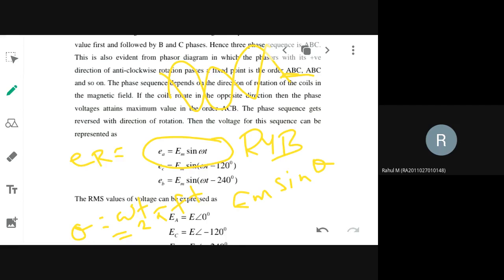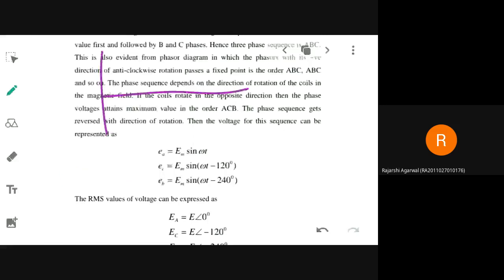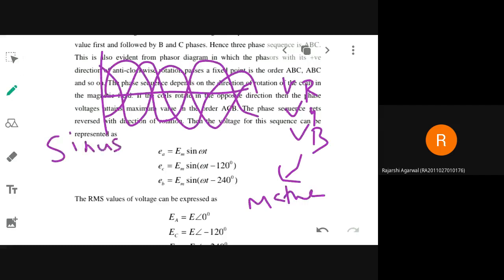You understood the meaning of three phases? Each and every phase voltage I am writing. All are varying in a sinusoidal manner only. Understood or not, everybody? See, I have shown you three sinusoidally varying quantities. Like this, one is VR, one is VY, one is VB. I want to represent all these mathematically by some formula. All are sinusoidally varying only.